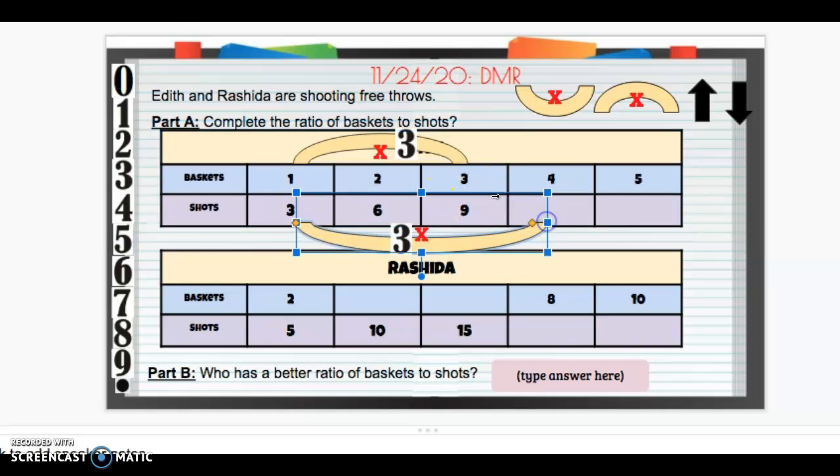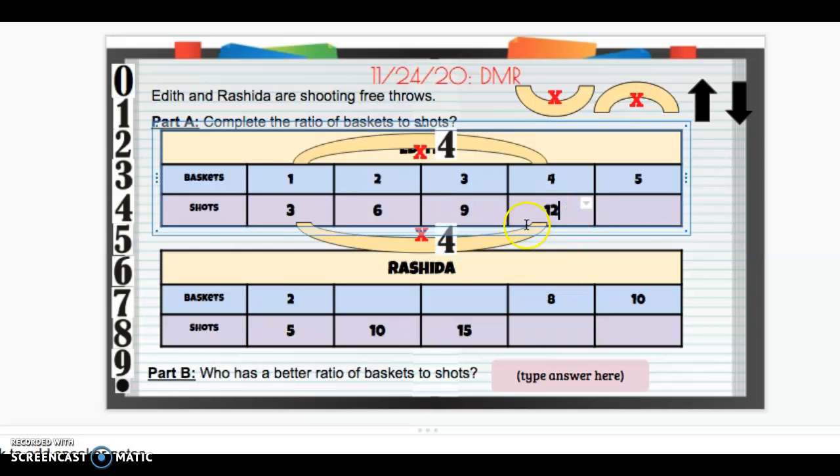Then you have to move your noodle. Move your noodle. Figure out 1 times what gives you 4. 1 times 4. So whatever you do to the top, you have to do to the bottom. So 3 times 4 is 12.